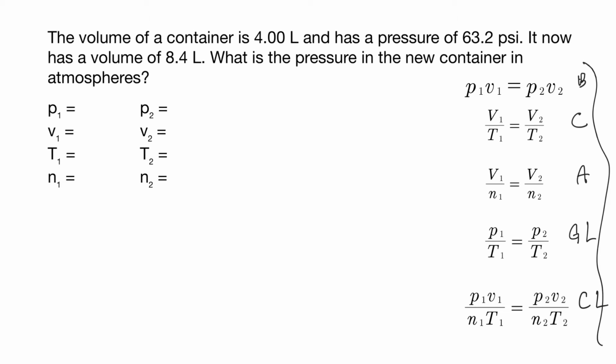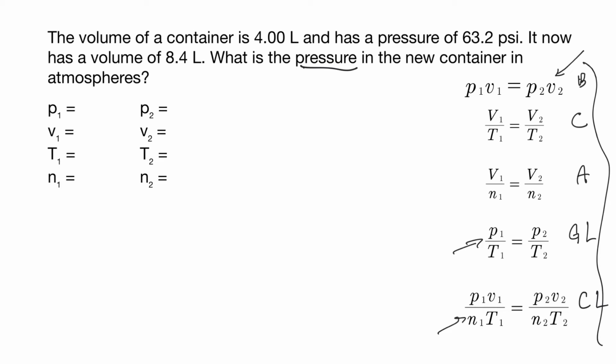So if they tell you, like in this question, what's the pressure, well, I have to use one of these laws that has a pressure in it. So there's pressure, here's pressure, and there's pressure. But which of those three do I use? Again, it depends on what they give you. So I'm going to do two questions, and hopefully it can narrow down how you decide which formula to use.